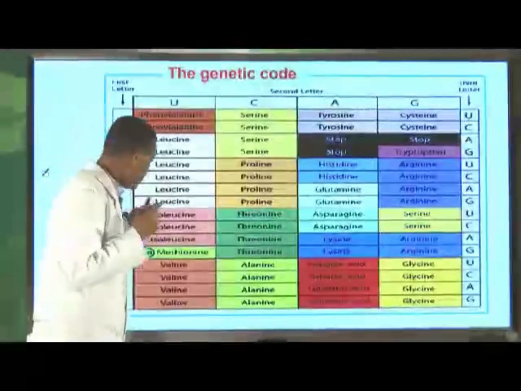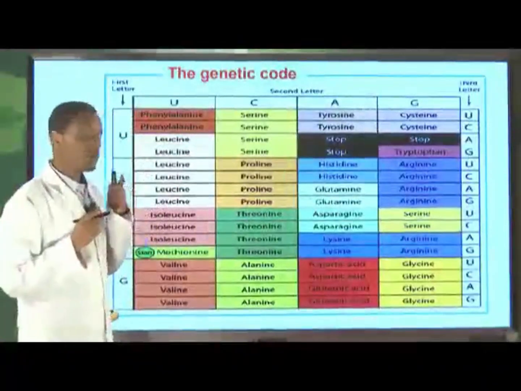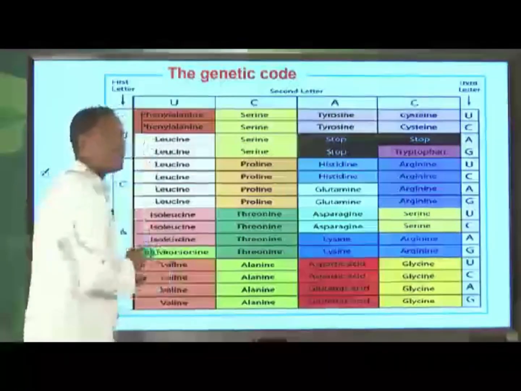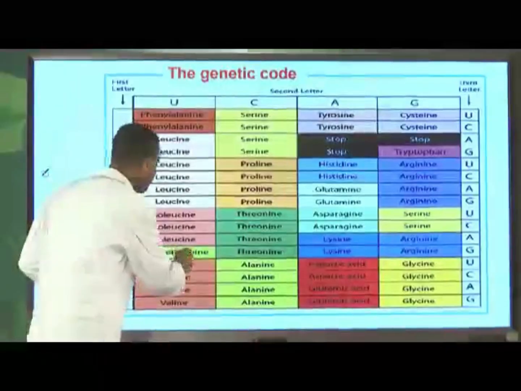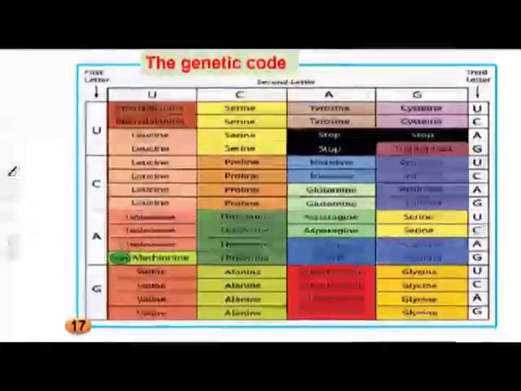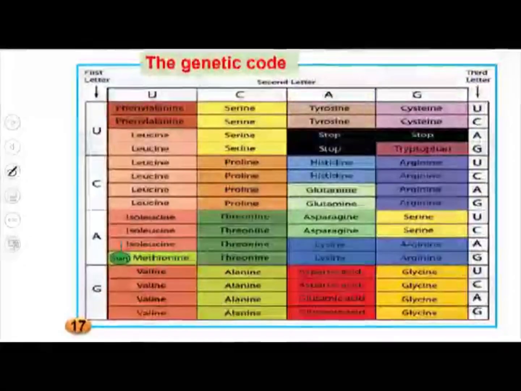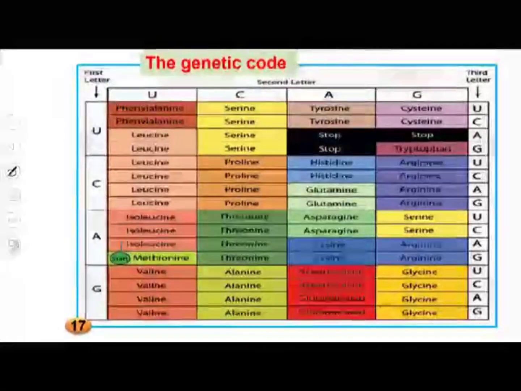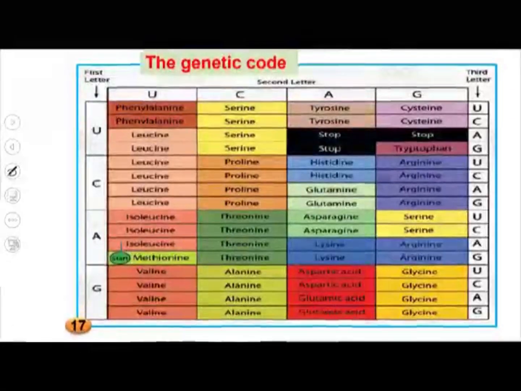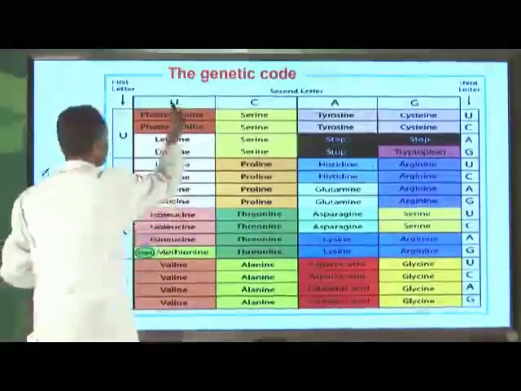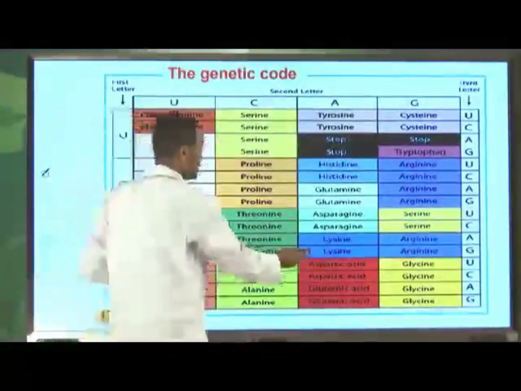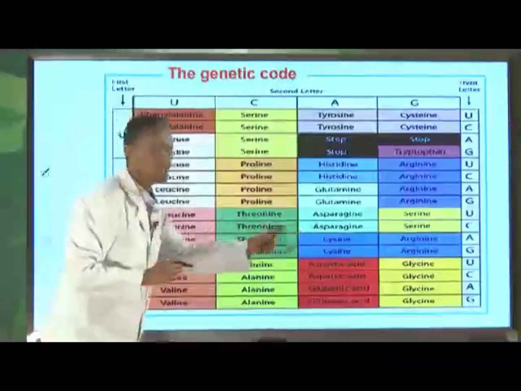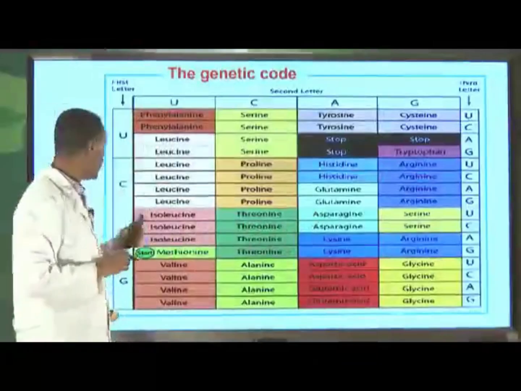For example, let me start from the start or the initiator codon. The initiator codon encodes the amino acid methionine. Methionine is the amino acid. The formation of this amino acid is encoded by the initiator codon or start codon. The base sequence of this initiator codon is, the first letter is A, the second letter is U, and the third letter is here G. Therefore, AUG forms the codon for methionine.